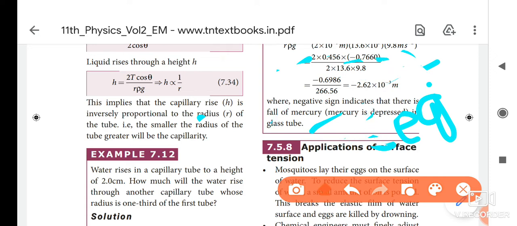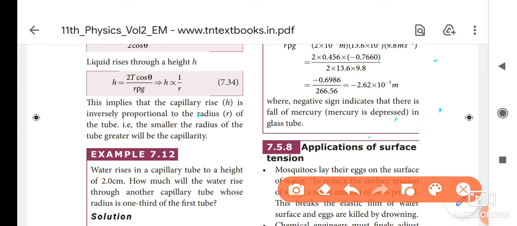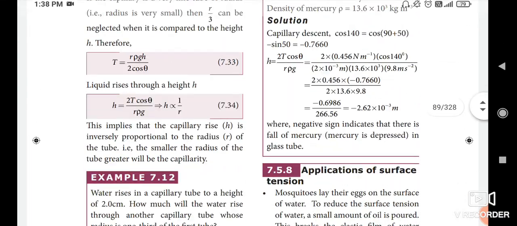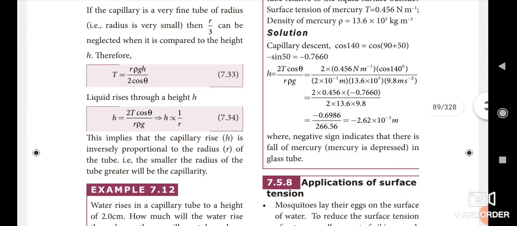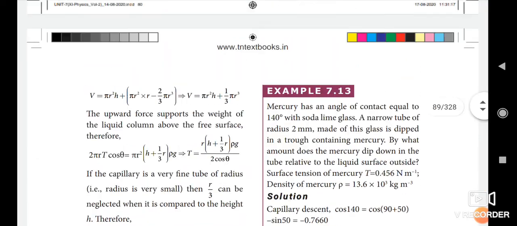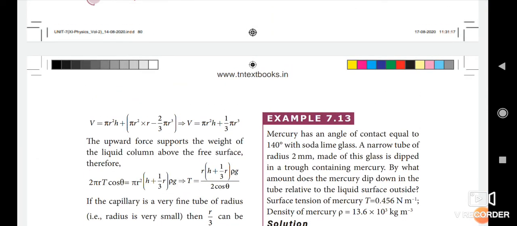Then here the height is inversely proportional to the radius of the capillary tube. The height of the capillary rise is inversely proportional to the radius of the tube. Have you all understood? So this implies that the capillarity rise height is inversely proportional to the radius r of the tube. That is, the smaller the radius of the tube, the greater will be the capillarity. Have you all understood?